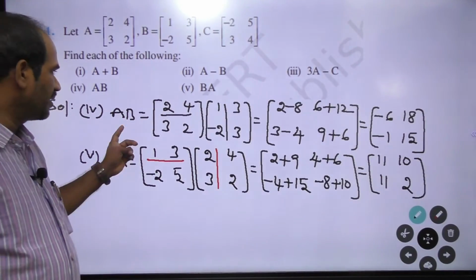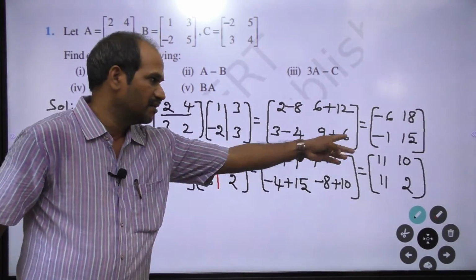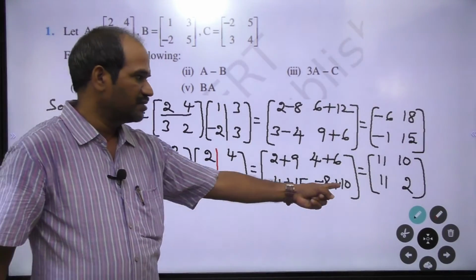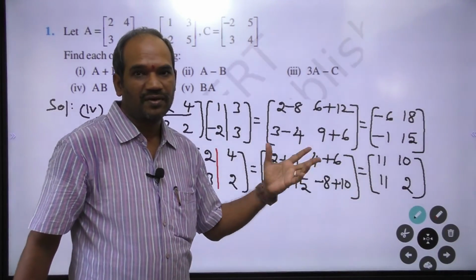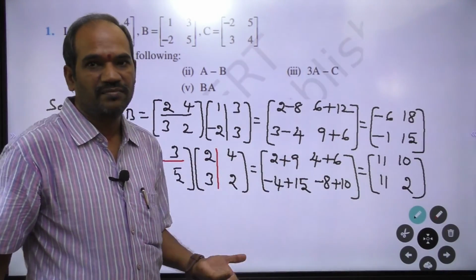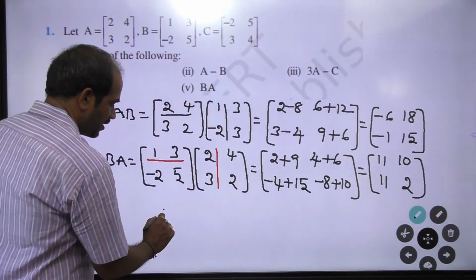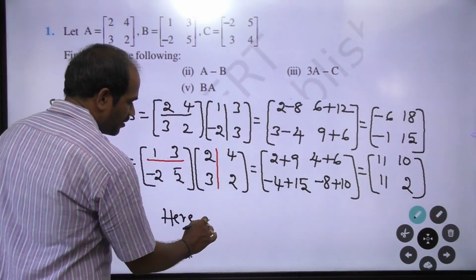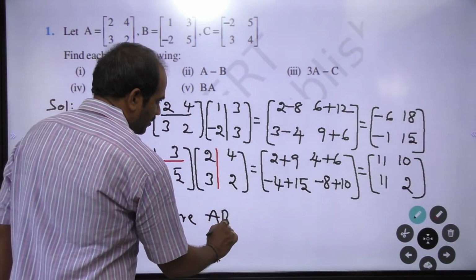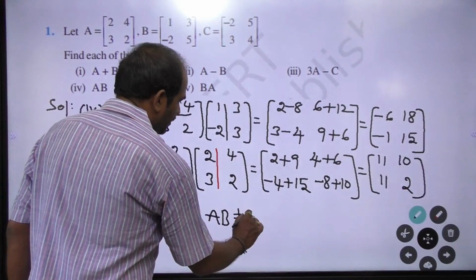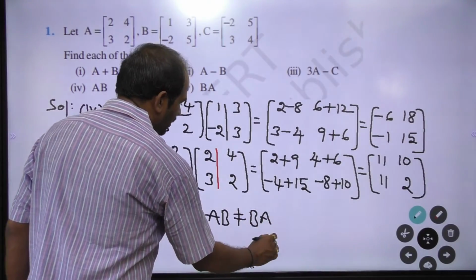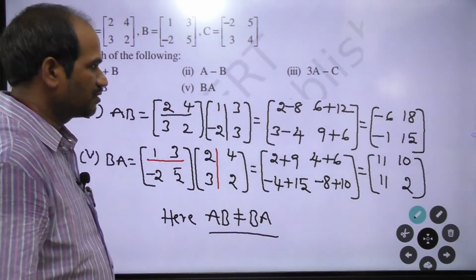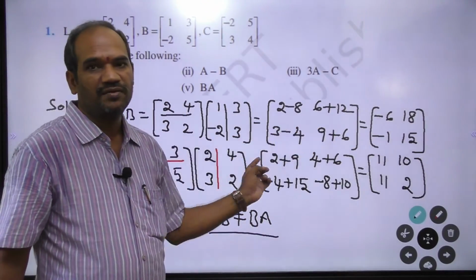See here, this is the AB matrix. Next, the BA matrix is this matrix. Are these two equal? Not equal here. AB is not equal to BA. AB may or may not equal BA. See here, AB value is that matrix, next BA value is this matrix.